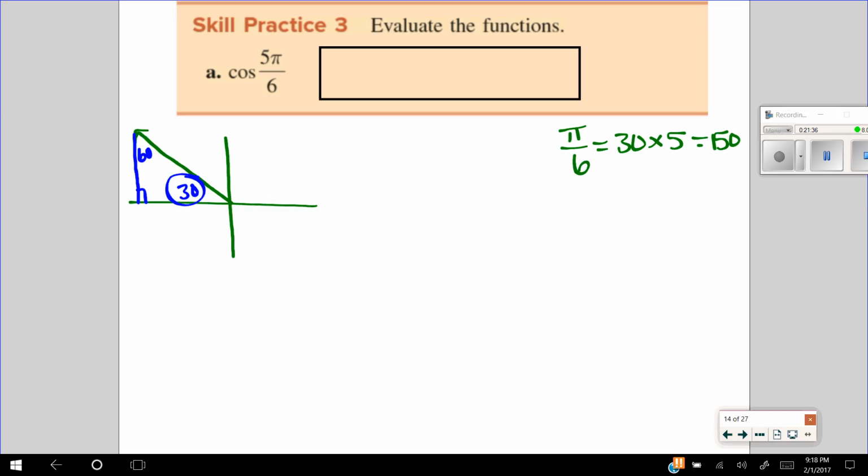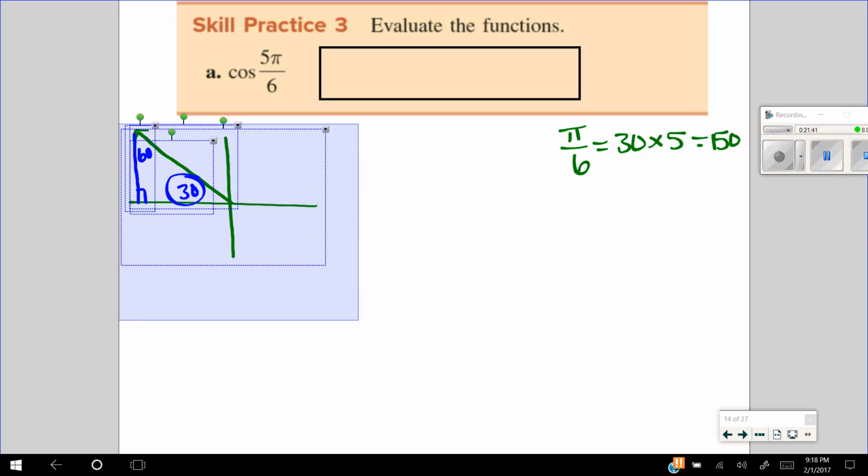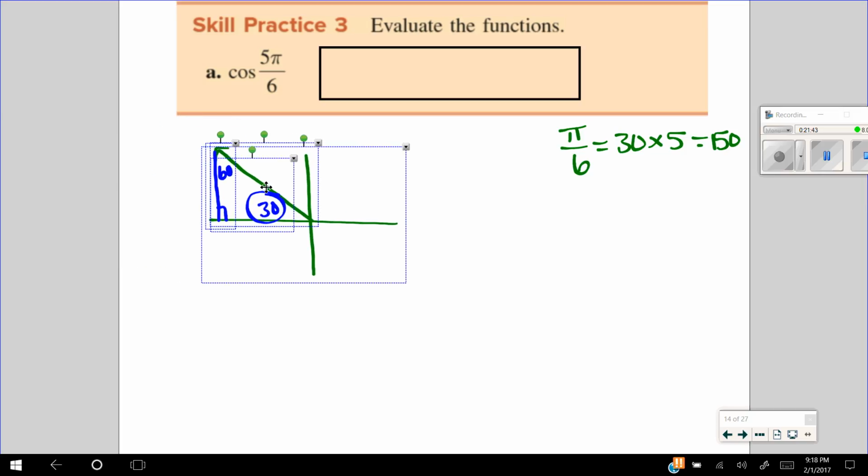And then, I don't know why I cramped myself here so far to the left. I have this whole section to use. So I'm going to move over a little bit.